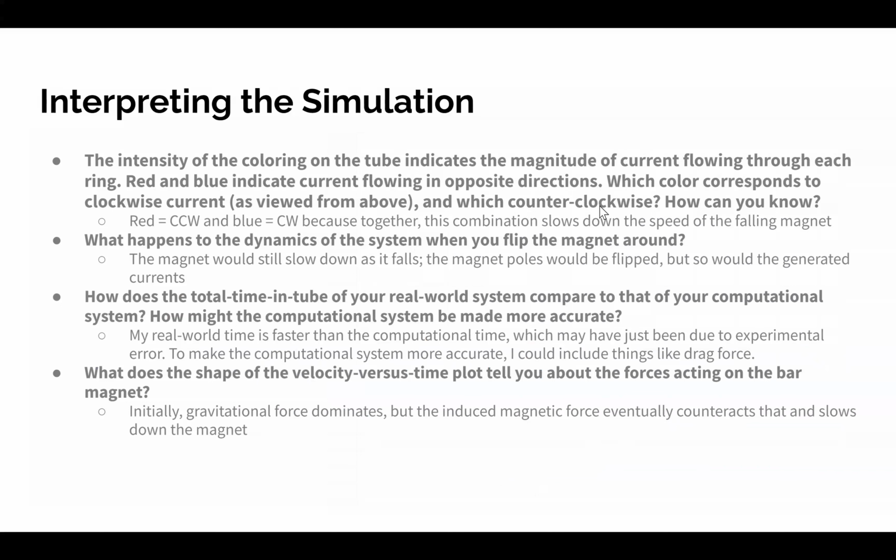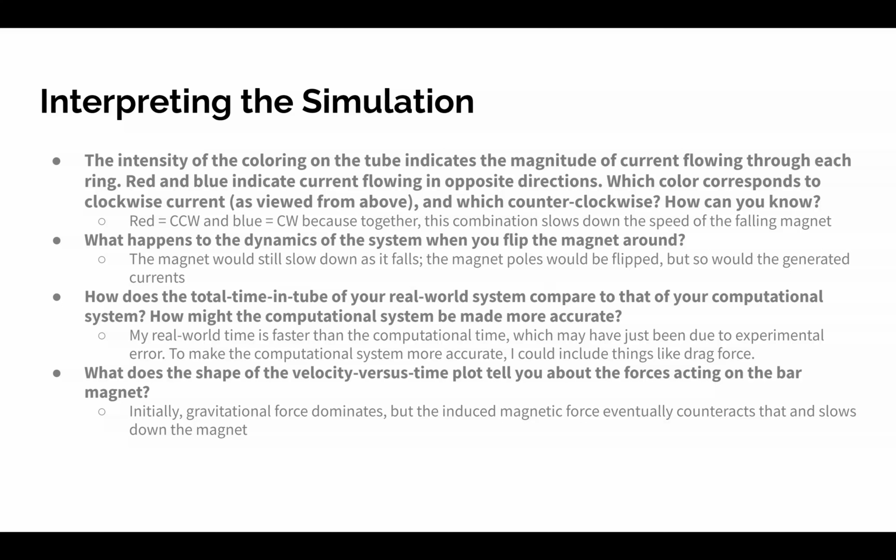Which color corresponds to clockwise current and which counterclockwise? I know that red corresponds to the counterclockwise direction and blue is clockwise because together this combination results in the slowing down of the speed of the falling magnet.